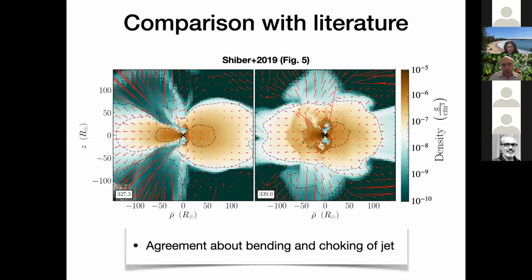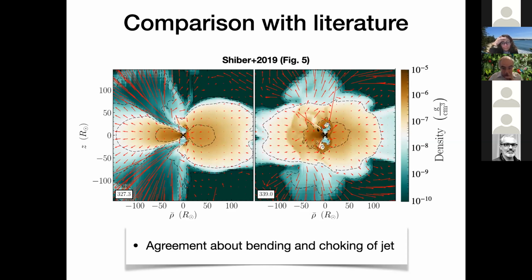Now, it's important to compare with the literature, because there was an interesting paper by Schreiber et al. I don't think Sagiv is here at the meeting, but other authors are here. And they also see the bending that we see. In this case, there's a similar slice, but it's going to the right, the secondary. And they see the choking of the jet.